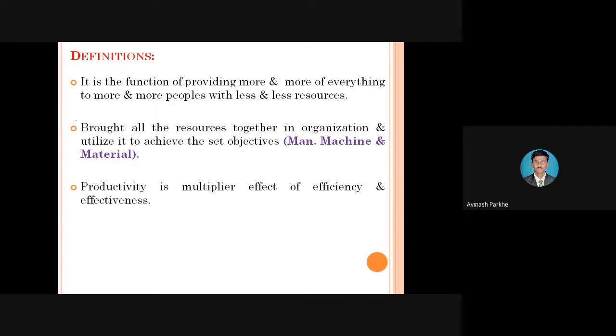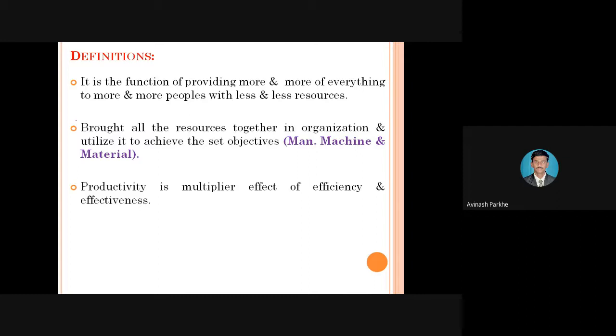Then the second definition: bring all the resources together in the organization and utilize them to achieve your objective. Whatever the number of input resources are there, out of them three resources play a very important role, which are man, machine and material. If these three resources work together in an effective manner, then and only then can our objective be achieved.